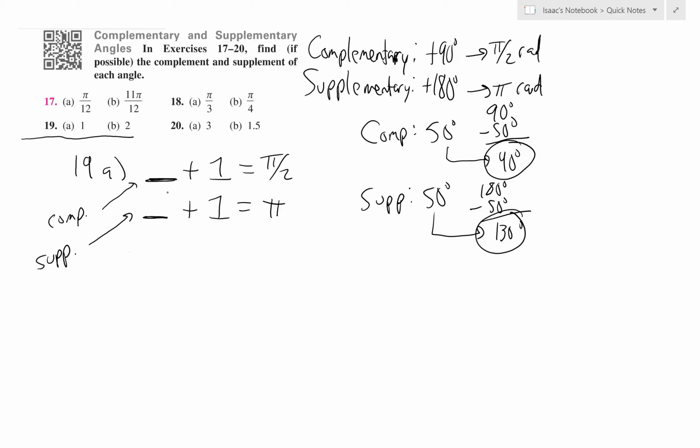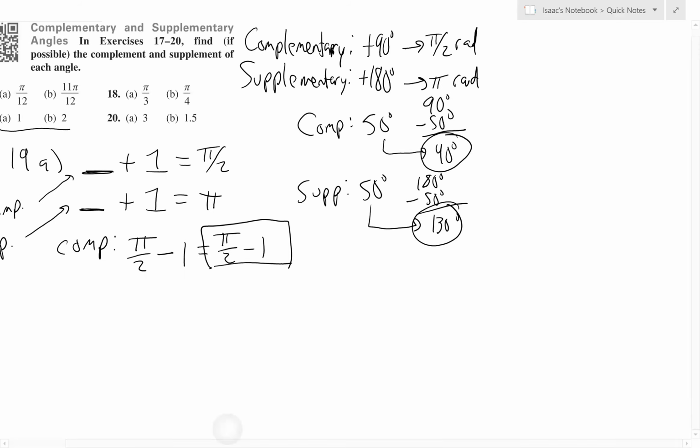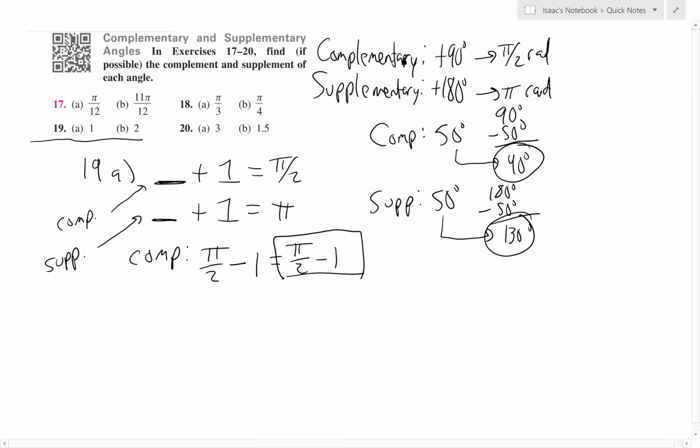So complementary, I can simply say, let me take what complementary angles add up to, pi over 2. I'll subtract the angle given to me, and whatever I get is its complement. Well, in this case, these aren't like terms, so we can't even combine those together. So this is its complement. And notice if we plug that in up here, pi over 2 minus 1 plus 1 gives us pi over 2.